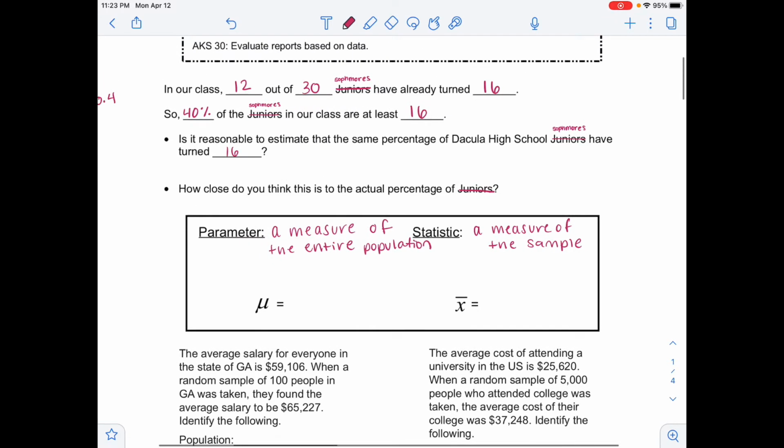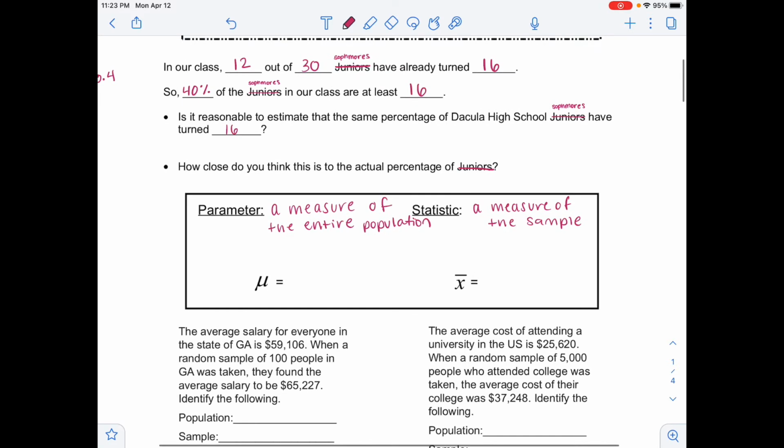So in our example above, we weren't sure about the parameter. We don't know the actual number of how many sophomores are already 16 in the whole class. What we did know is the statistic for our class. We know that in our class, 12 out of 13 sophomores have turned 16. Now we also have these new symbols here. You might have seen them before, maybe not.